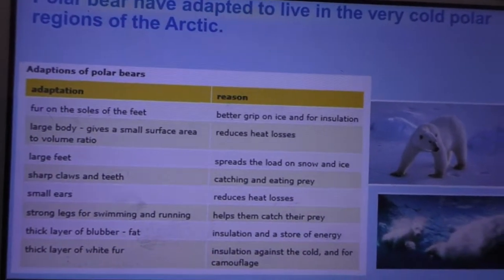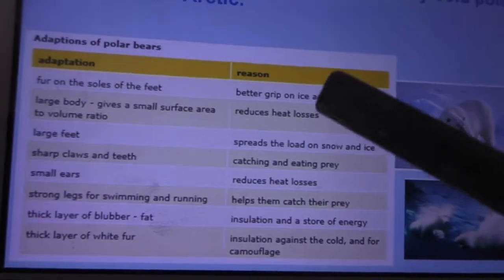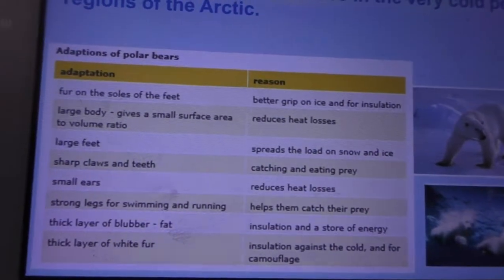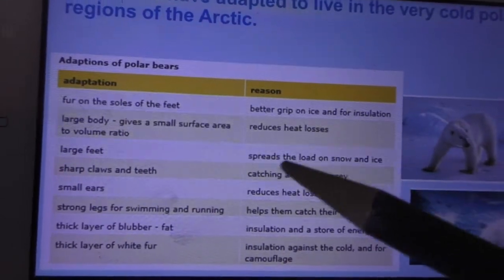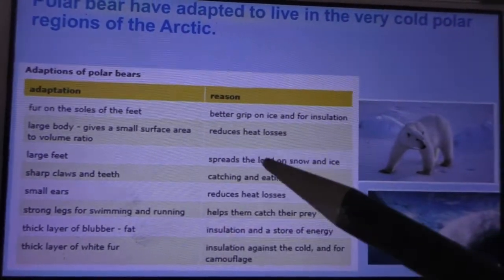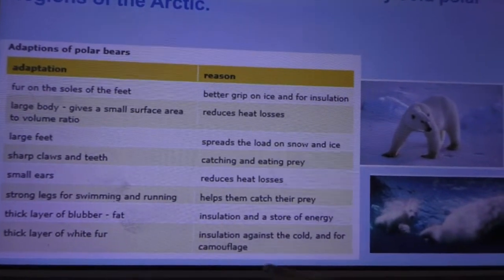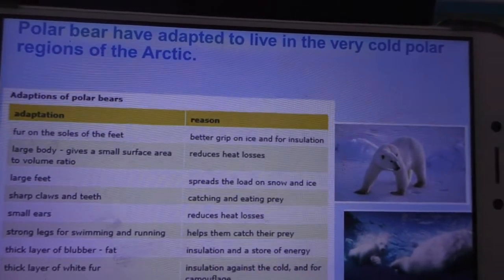Look children, you can write like this also, adaptations and reason. Okay, for to keep its body warm, isn't it? Like that, what are the adaptations, what is the reason, why this adaptation is there in polar bears. Okay.